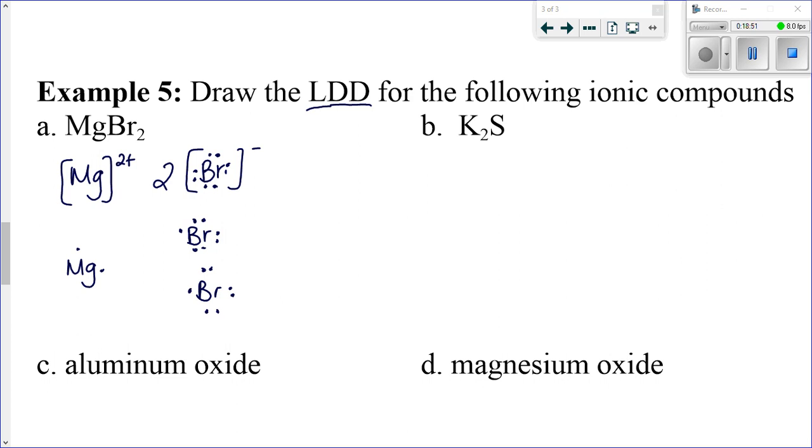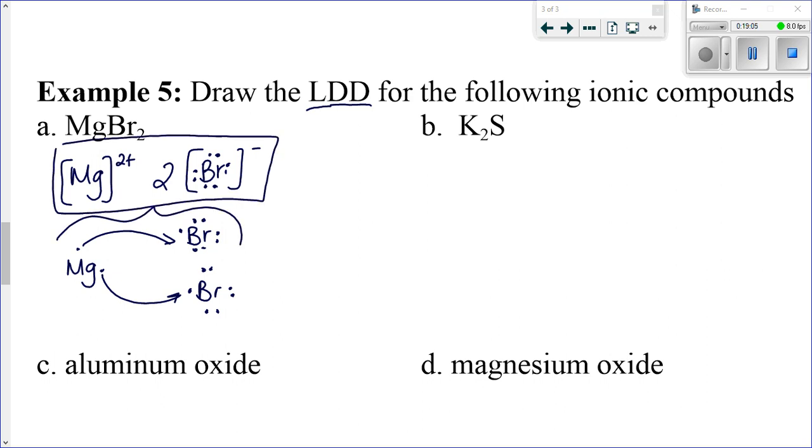Okay, so behind the scenes, magnesium gives 1 of its electrons to the first bromide, and its second electron to the second bromide, which then makes the compound magnesium bromide. Okay, so again, that's behind the scenes. This here is our final answer.